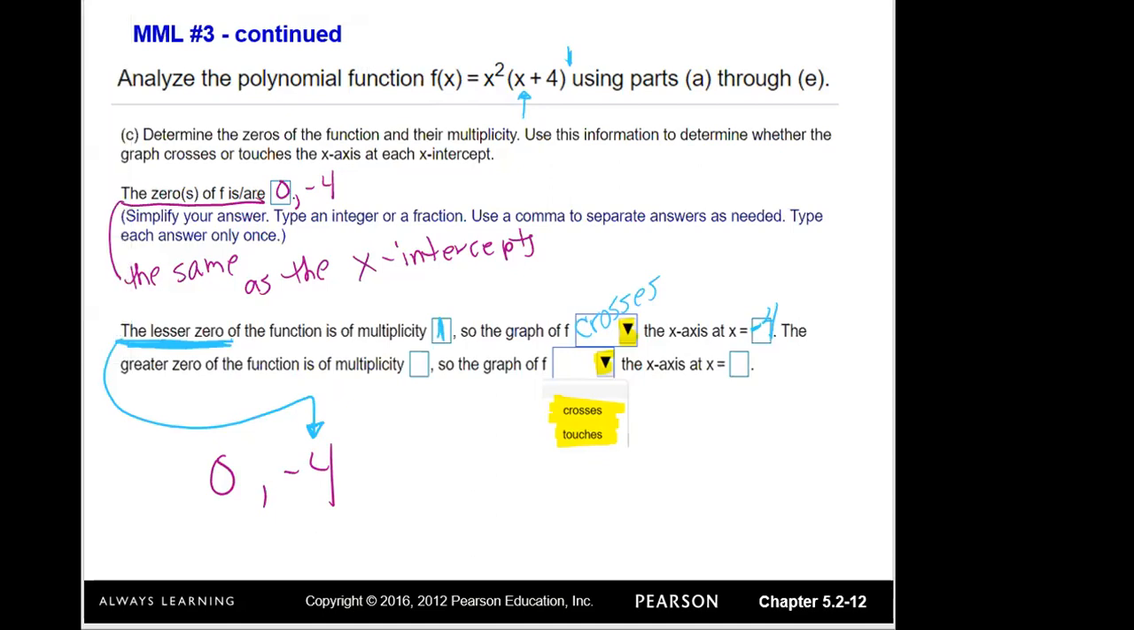And then the greater 0, which would be 0, came from this guy right here, which has an exponent of 2. That is an even multiplicity. Multiplicity of 2, so the graph touches the x-axis at x equals 0.